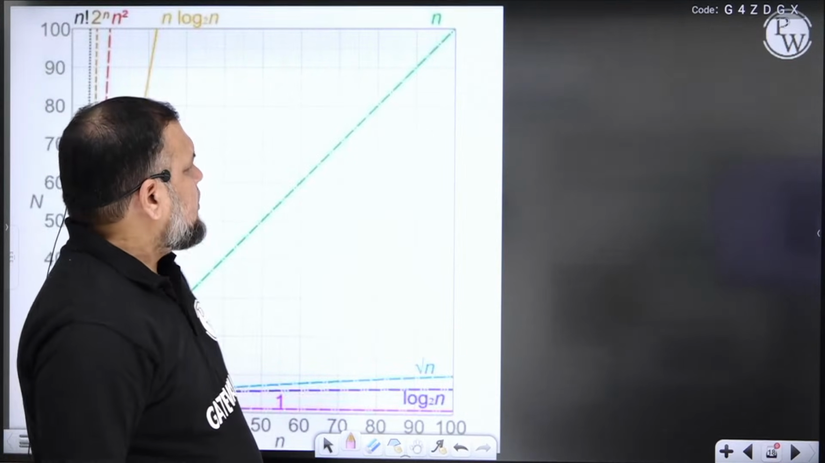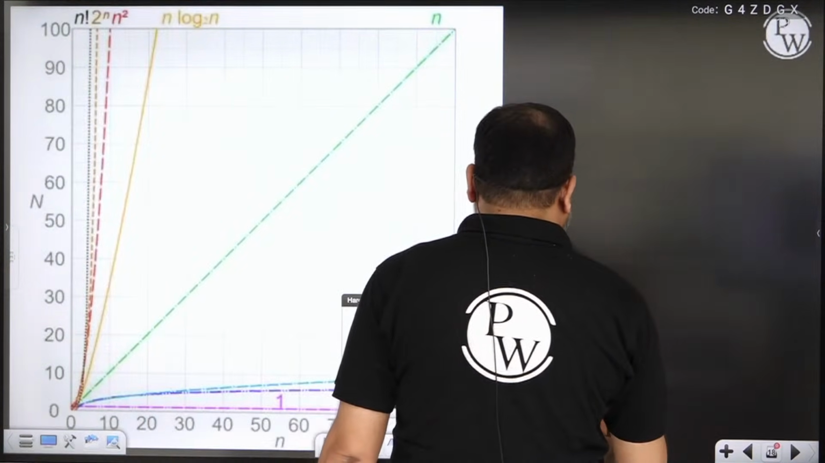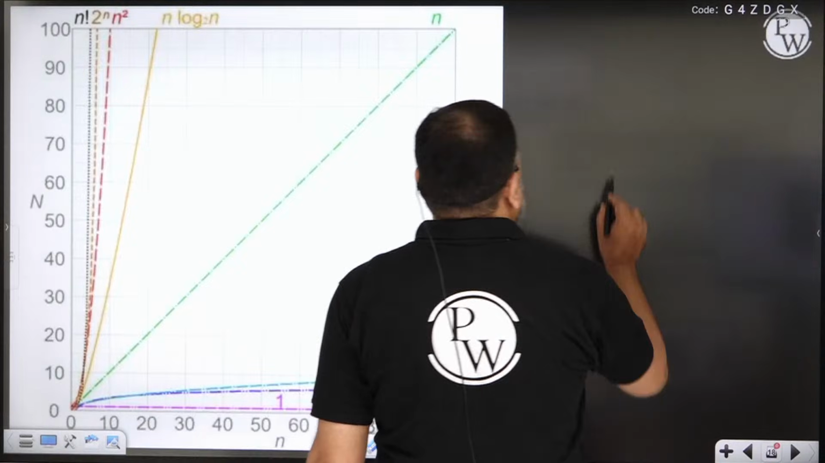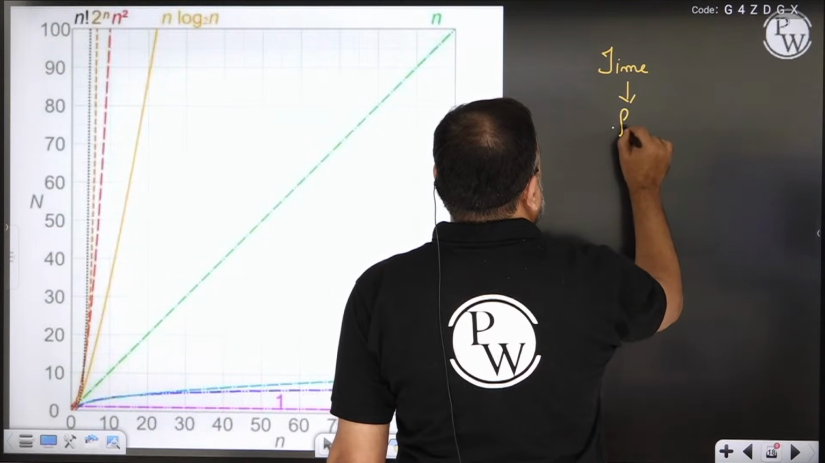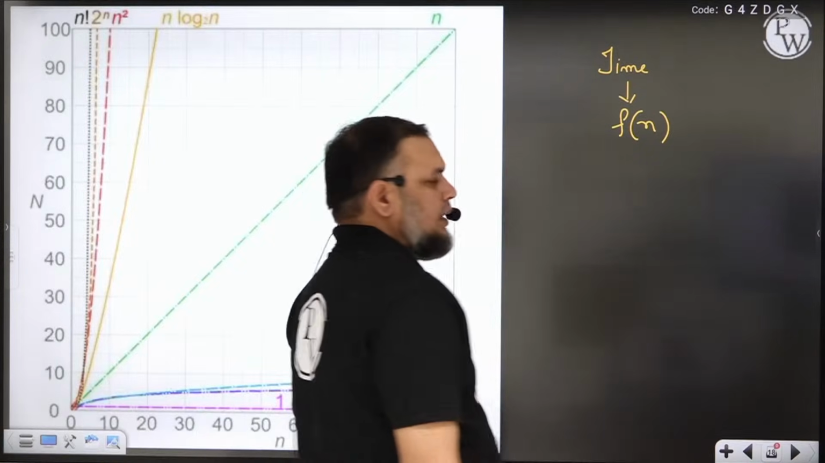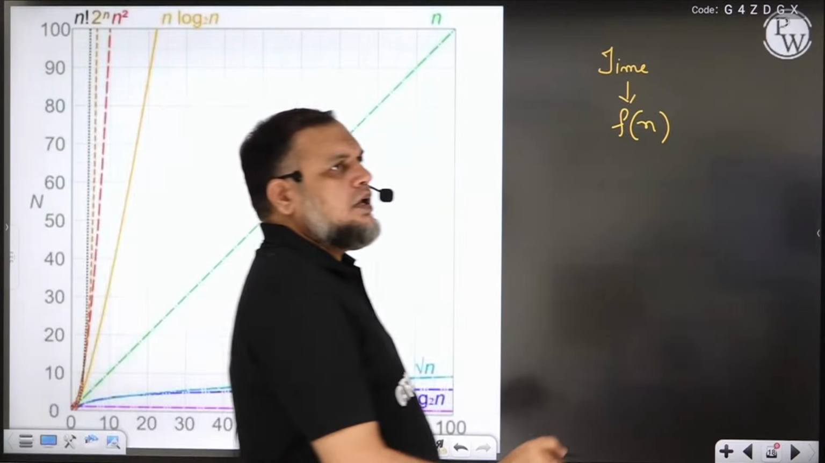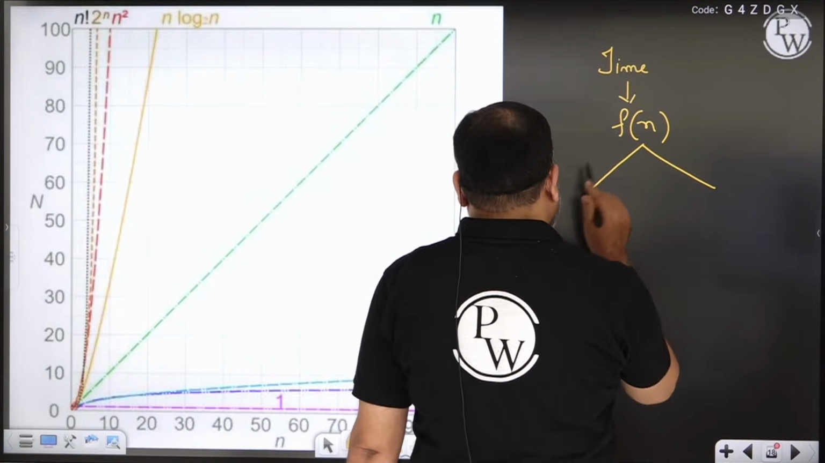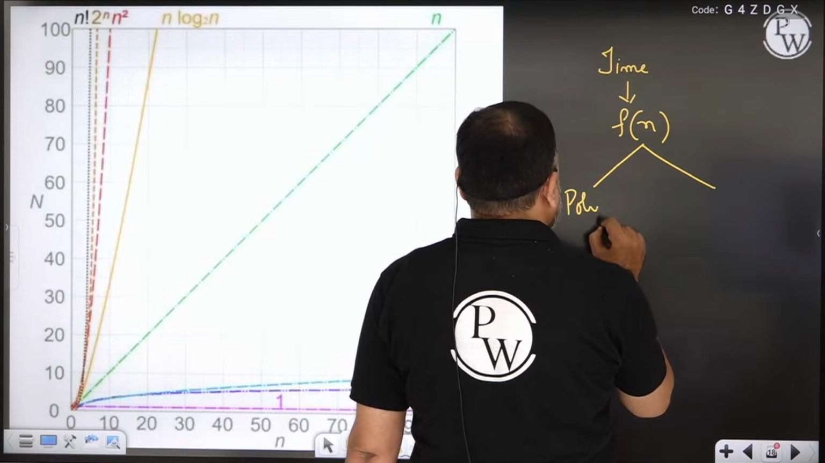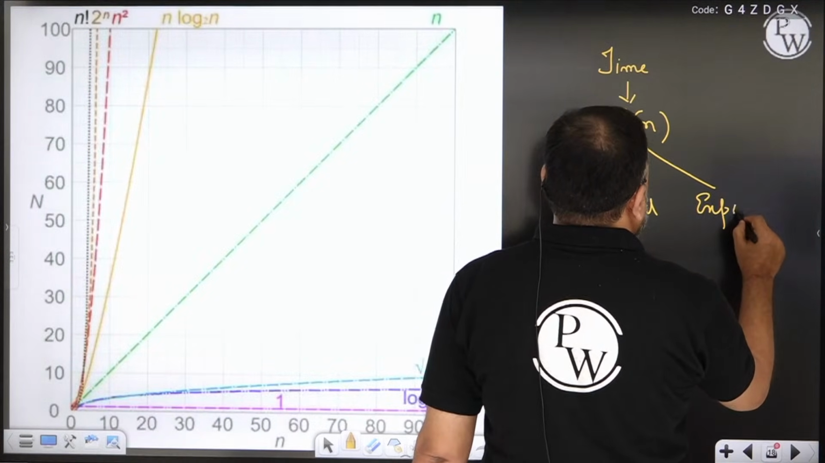Okay, so last point before I start the problem solving, I want to tell you on the basis of a graph. When the time complexity is represented by a mathematical function like f of n or t of n, what kind of functions can we generally get? Generally, mathematically, we divide the functions into two categories. One is the polynomial functions, and the other is exponential functions.